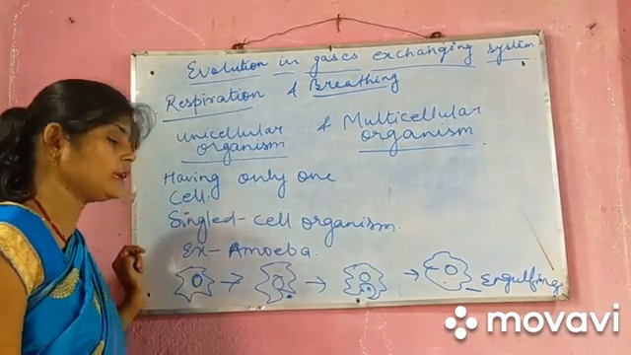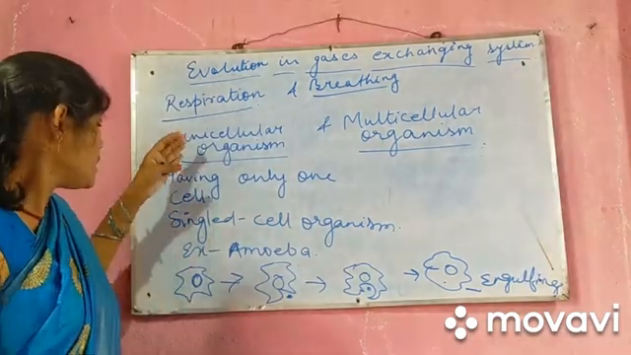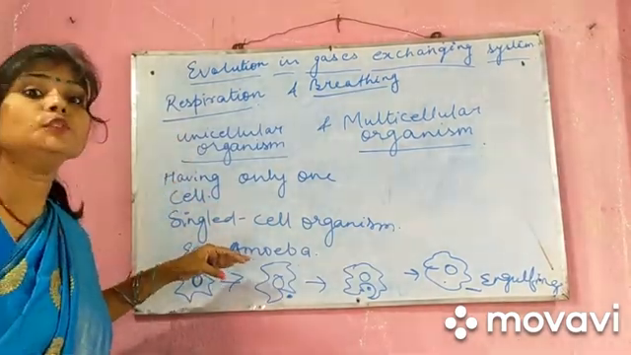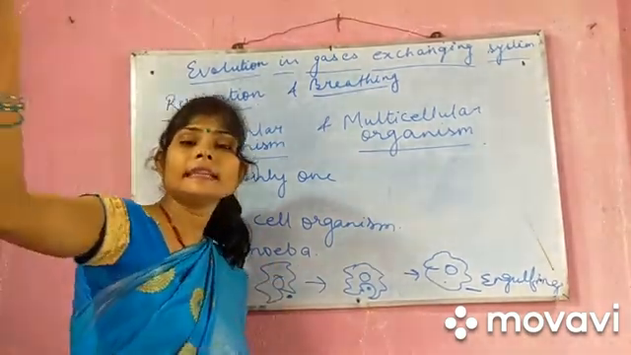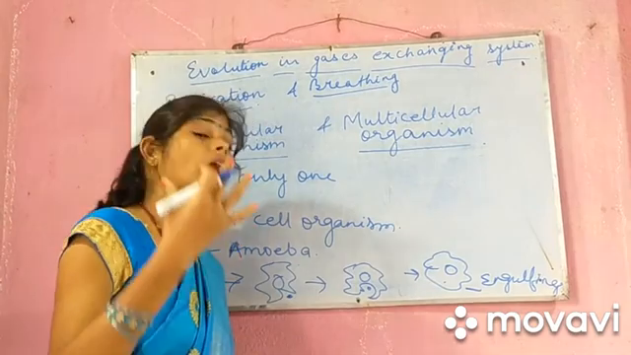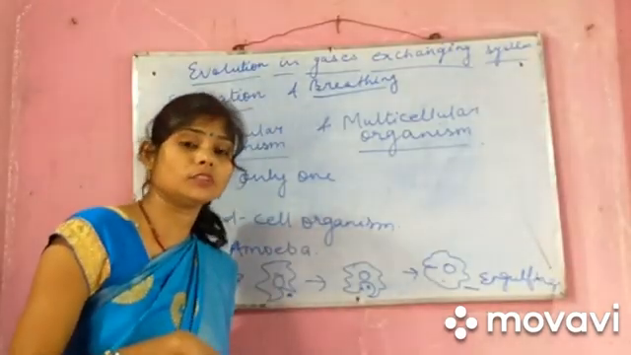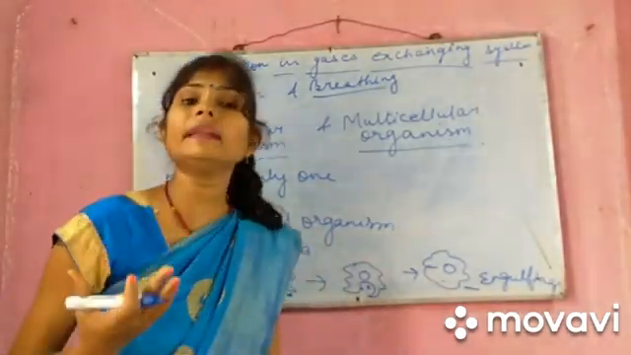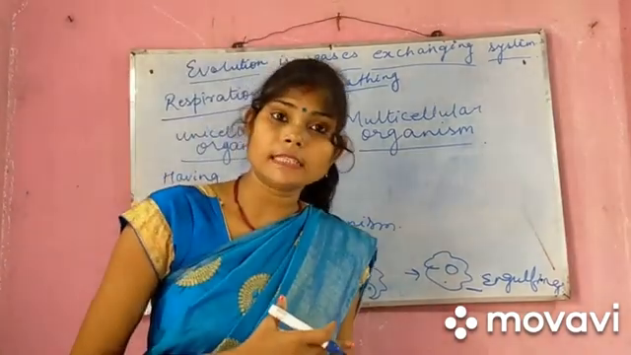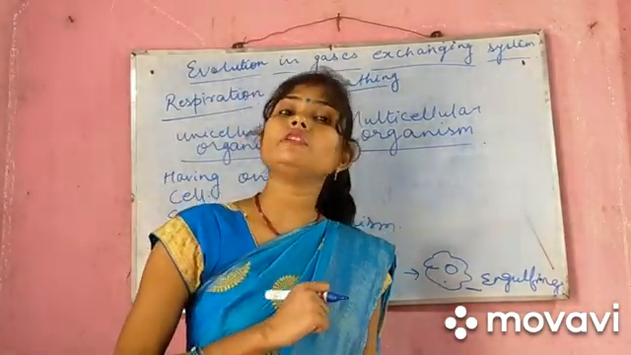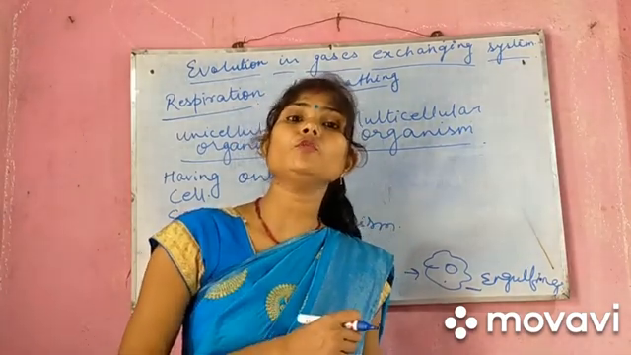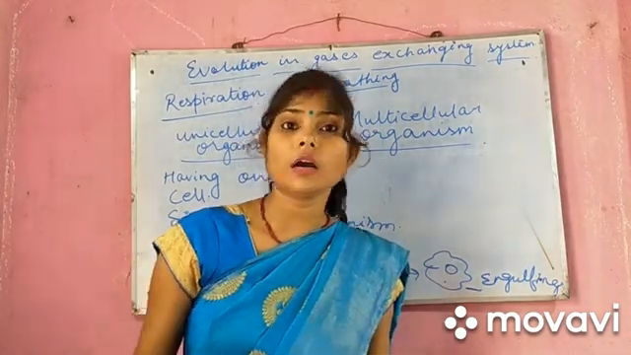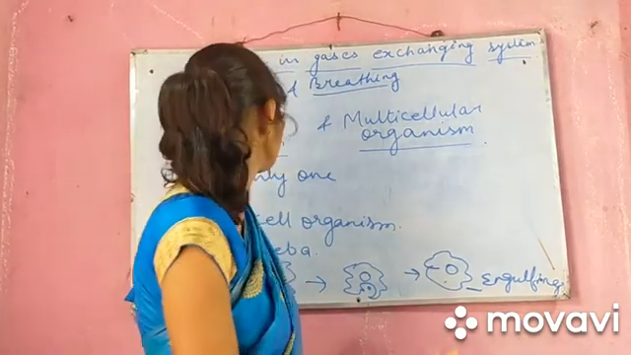So in this type of organism, the unicellular organism, diffusion takes place. Diffusion means they are taking the atmospheric oxygen and releasing carbon dioxide through their cells by the process of diffusion. Diffusion is a process in which the solvent moves from lower concentration to a higher concentration.